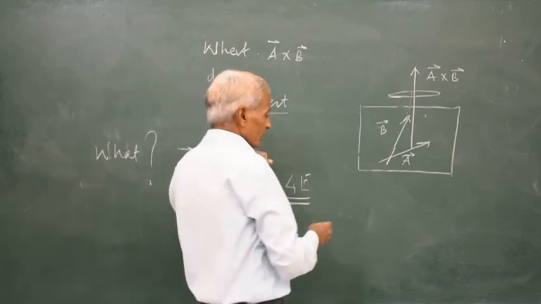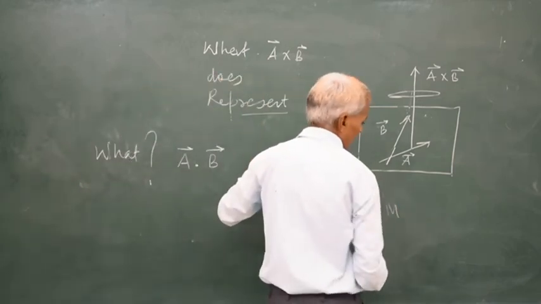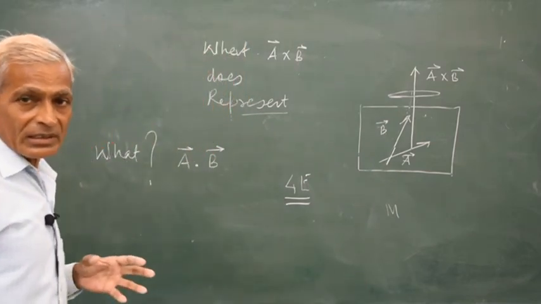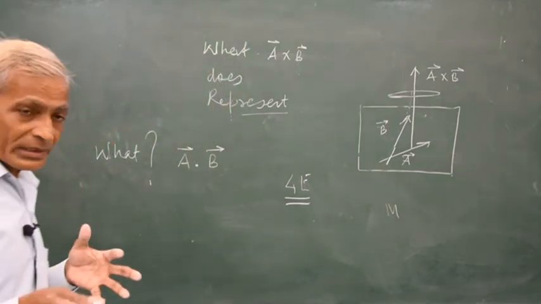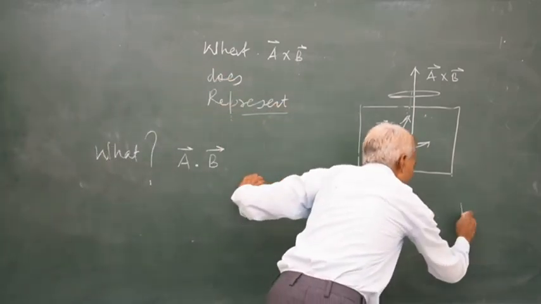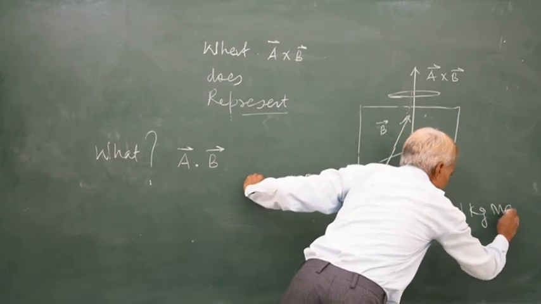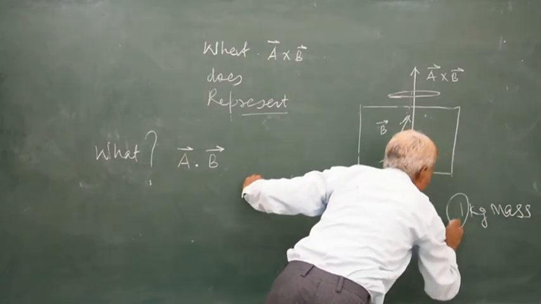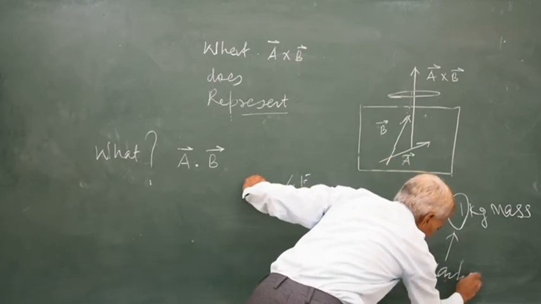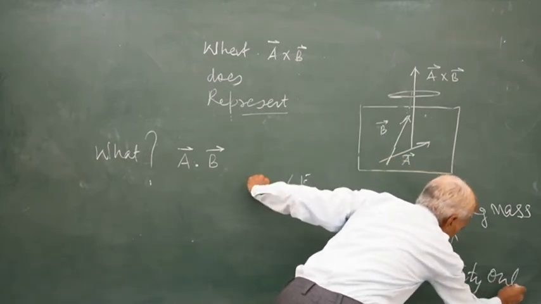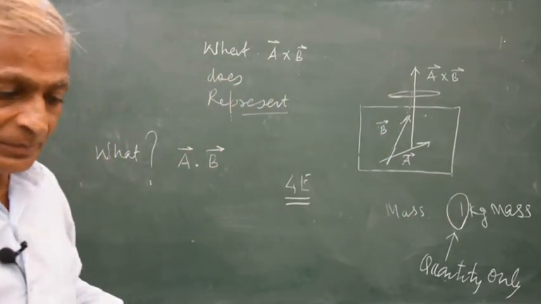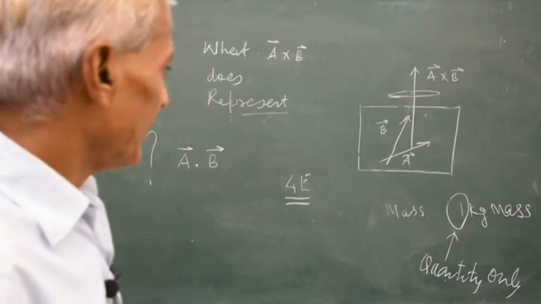What is mass? Suppose 1 kg mass is there, so it generally represents quantity only. There is no direction. So, what is the difference between scalar and vector?